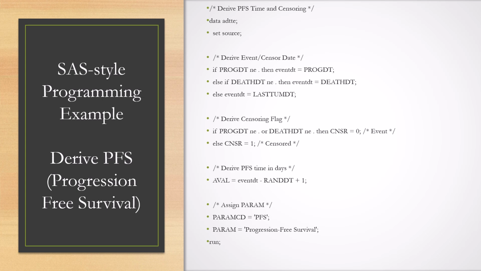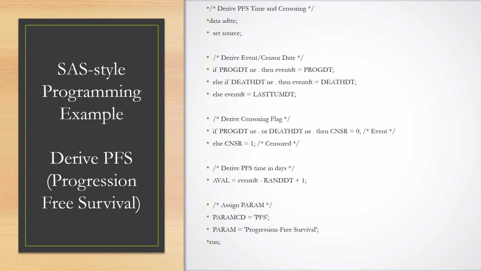The next step is to derive the PFS time in days. It is captured in the AVAL variable. The derivation for AVAL in this scenario will be the event date minus the randomization date plus 1. Please note that right now we are considering the event date for the censored subjects also. Why? Because while deriving the event date, we have taken into consideration that when the subject is censored, we are populating the event date with the last tumor assessment date. So this derivation of AVAL stands true.